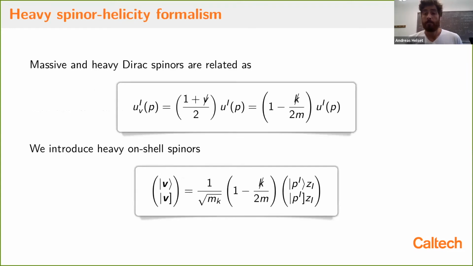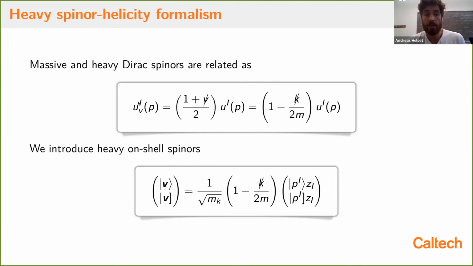Now that was for the massive spinors. If you want to combine it with this heavy limit, we can go back to this relation between the fermions in the QCD case versus the HQET case. And these are related by this projection operator, this 1 plus v slash over 2.